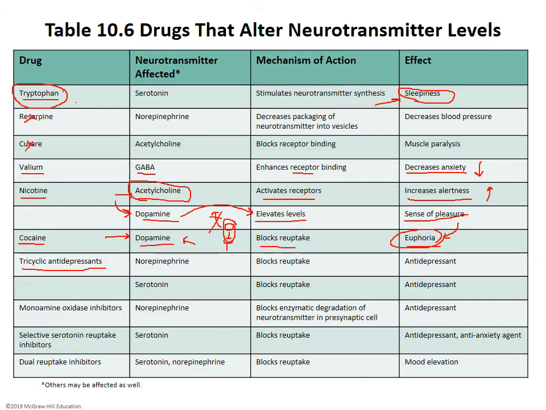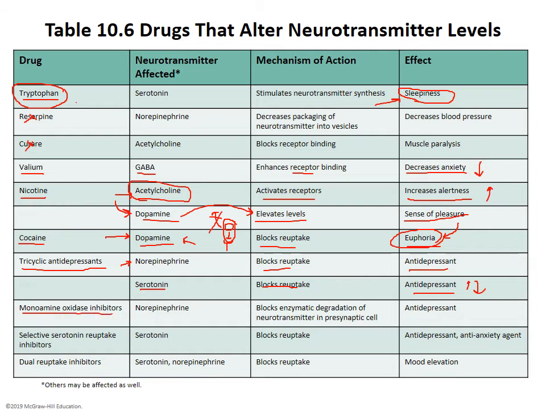Tricyclic antidepressants, norepinephrine, which again, just like cocaine, it's going to block the reuptake, and it's going to help you feel better. As it works, it's going to decrease anxiety. It's going to block the reuptake of serotonin, which is going to give you, instead of feeling all anxious, it's going to make you feel kind of relaxed. So these both go together to help be an antidepressant.